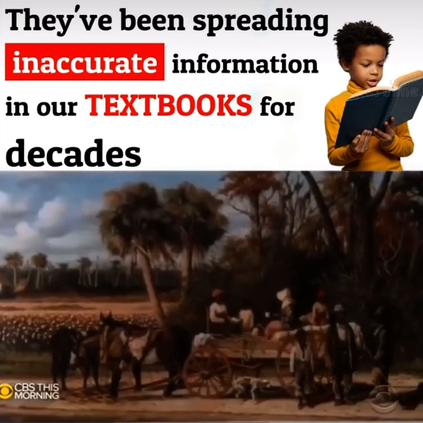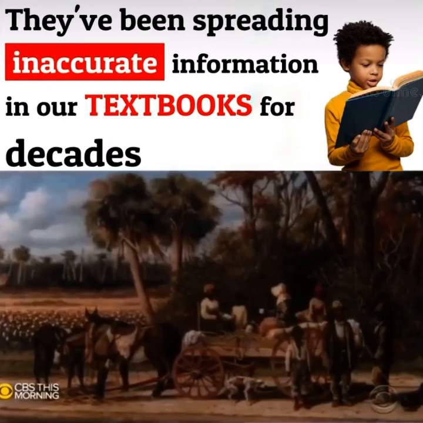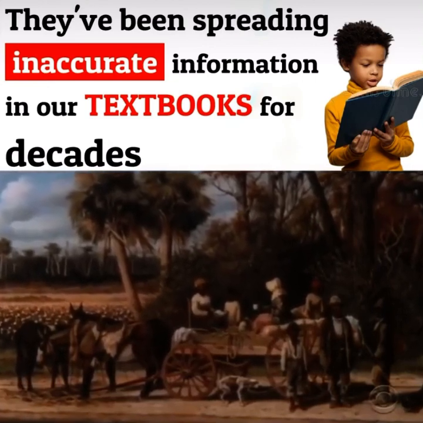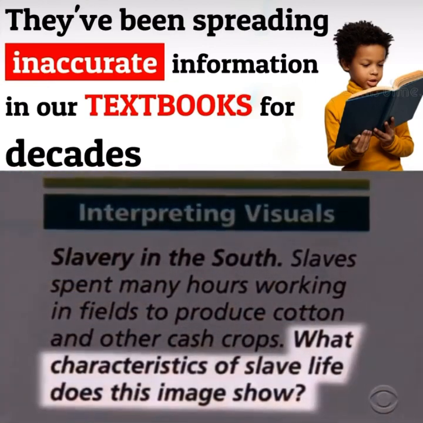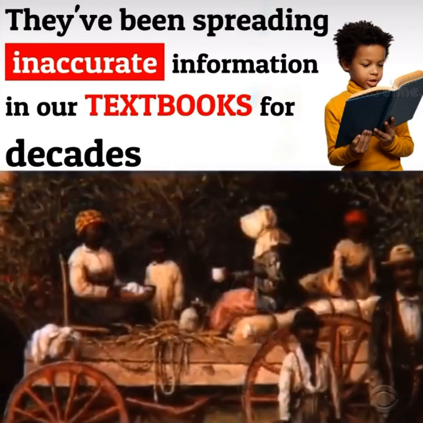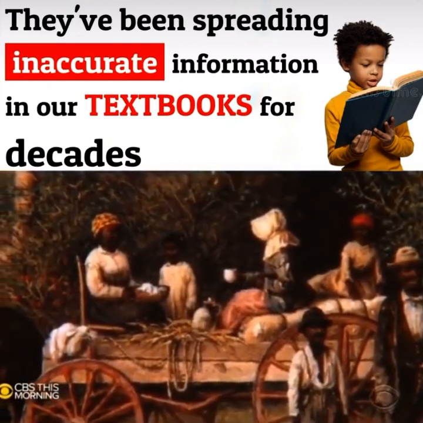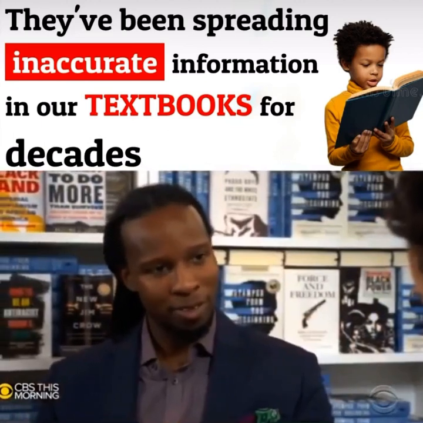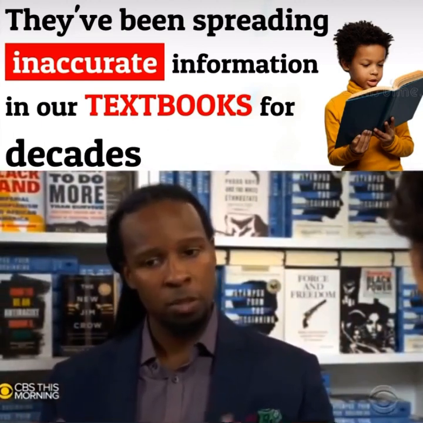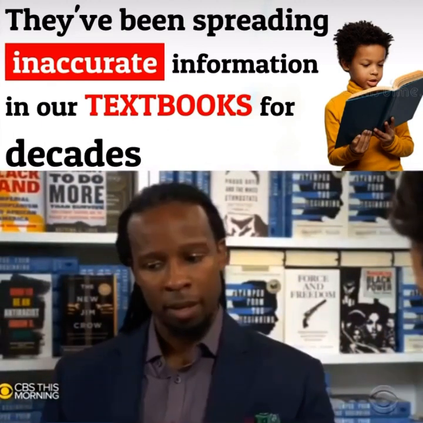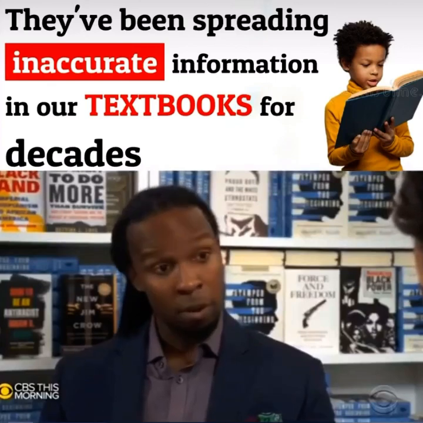A few pages later, Kendi pointed out this image. The caption for this picture says, "What characteristics of slave life does this image show?" Does this depict slavery? If we were going to have a single picture that depicted slavery, it should be a picture that demonstrates terror and violence.